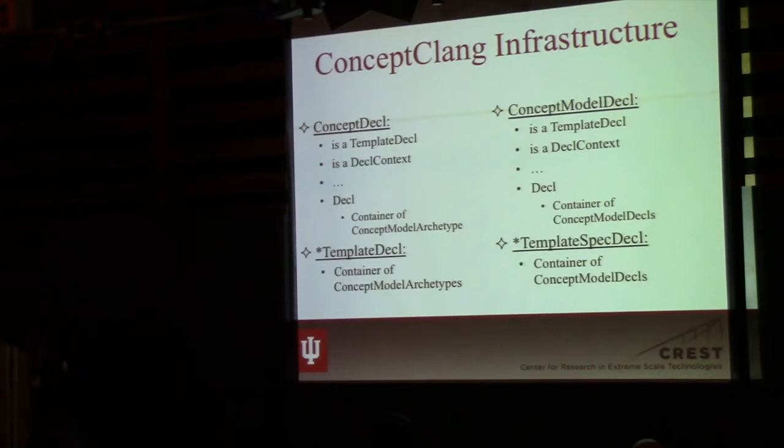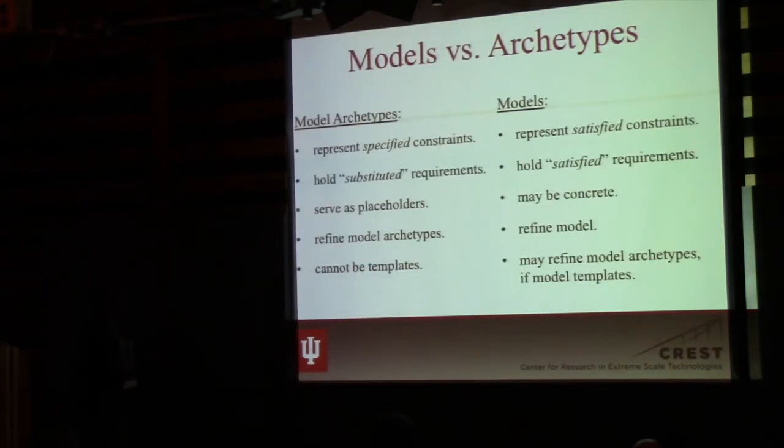The distinction between those two simply boils down to the fact that the concept model archetypes act as placeholders for concrete concept models. So where a concrete concept model is satisfied, the concept model archetype is specified. You specify your concept model archetype to represent the specified constraints, and then you satisfy a concept model, but they're all using the same internal data structure, but differently. I do have these notions of substitution versus satisfaction. So where you satisfy the requirements for a concrete concept model, in the model archetypes, you actually substitute them.